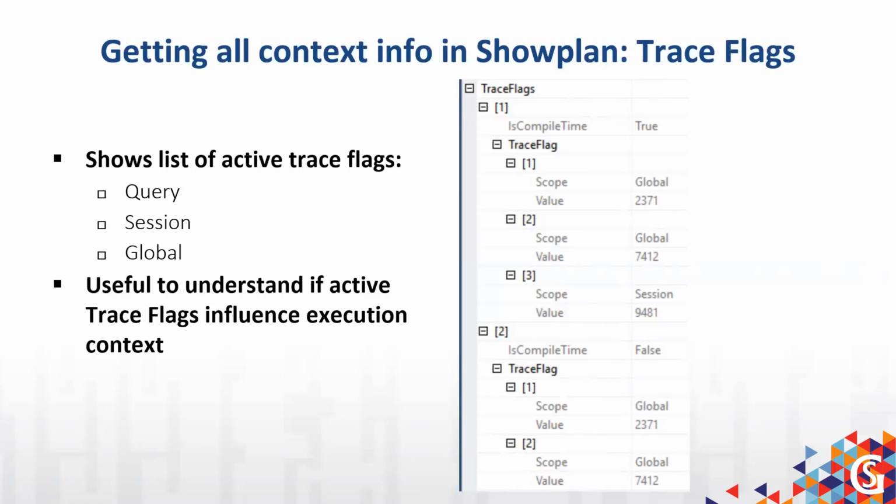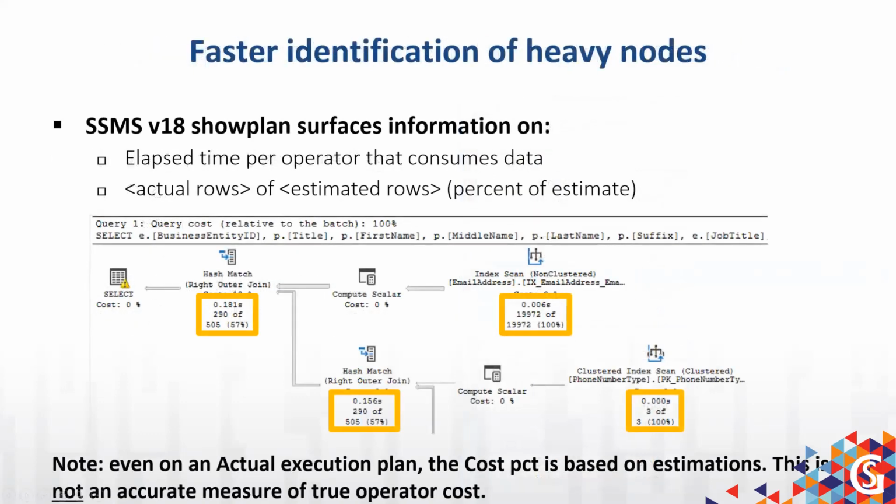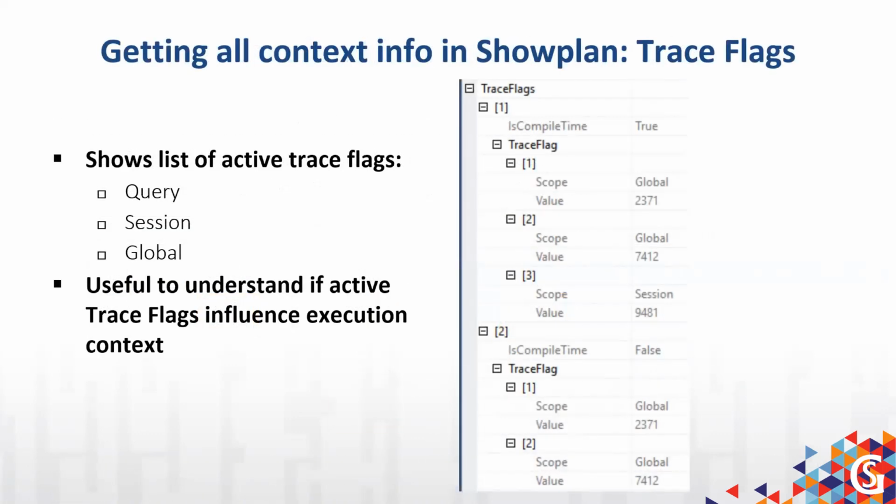All this information I'm going to show in the next few slides is in the root node of the plan, meaning that if you look at a plan, right-click on the select node and choose properties, it will open the window that has all this information. Regarding trace flags, you see two categories here, 1 and 2. 1 is the trace flags that were present at compile time. We see that these 3 trace flags were active in the system when this query was compiled and executed: 2371, 7412, and 9481.